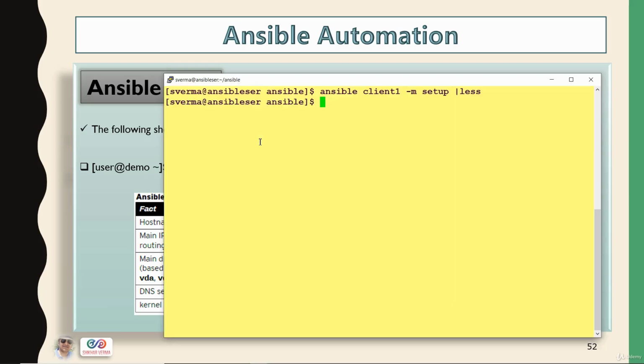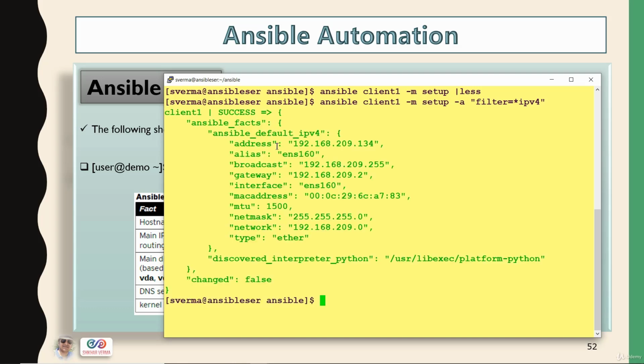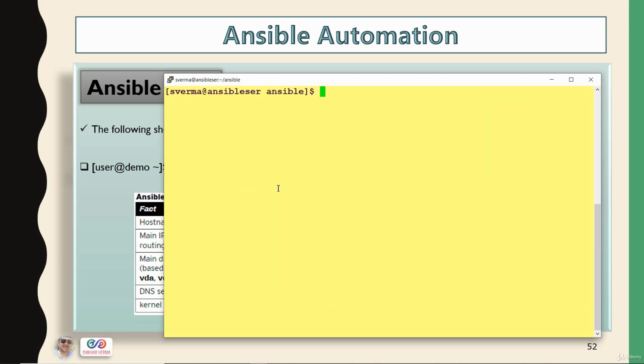Okay, suppose I want to use any filter here, so I can use -a filter. I want to know about this IP version 4. So from client 1 I will get the detail about the IP version. So this is the IP. I have got the complete detail about the IP from client 1.